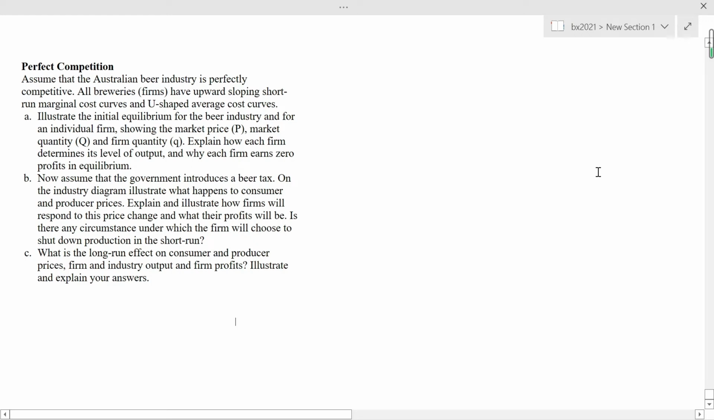Let's look at a problem in a perfectly competitive market. Assume the Australian beer industry is perfectly competitive. All firms, all breweries, have an upward sloping short-run marginal cost curve and a U-shaped average cost curve, the standard U-shaped cost curve.